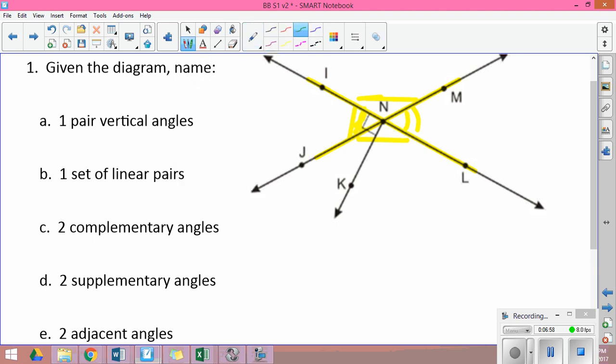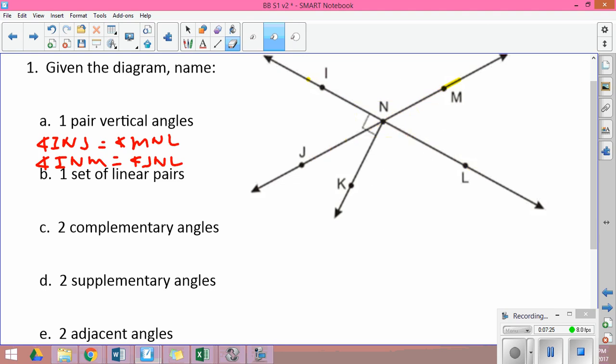So a couple pair of vertical angles would be angle INJ equal to angle MNL, or angle INM would be equal to angle JNL. A set of linear pairs that exist in this picture.